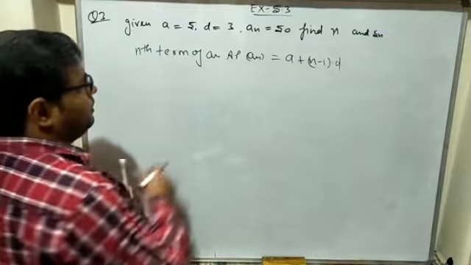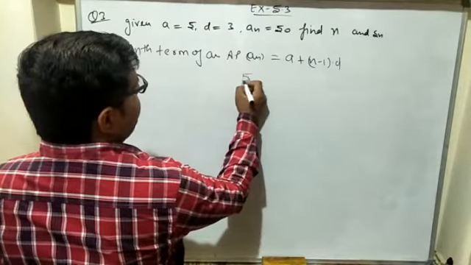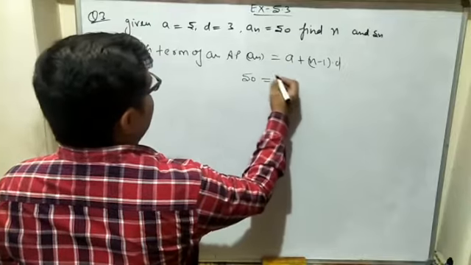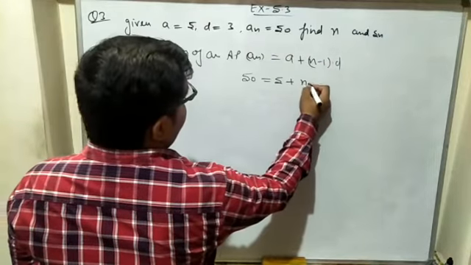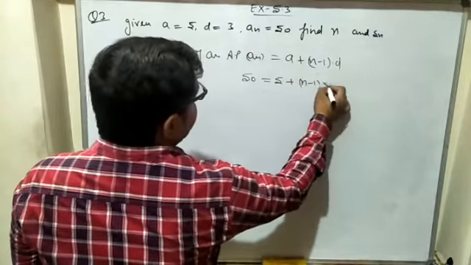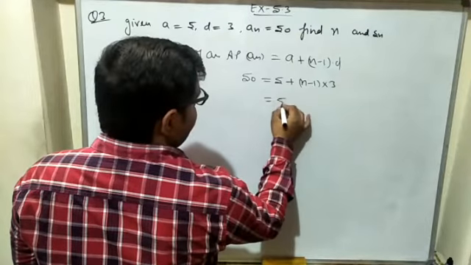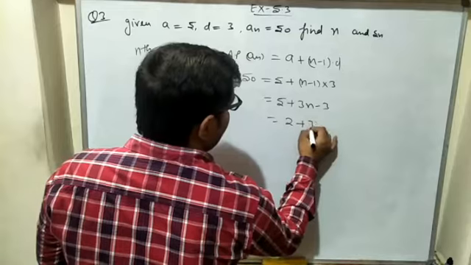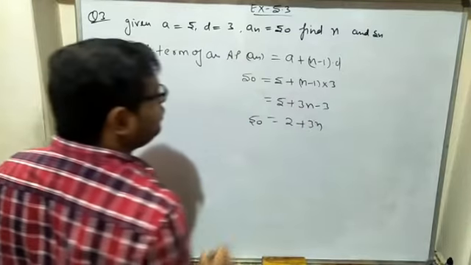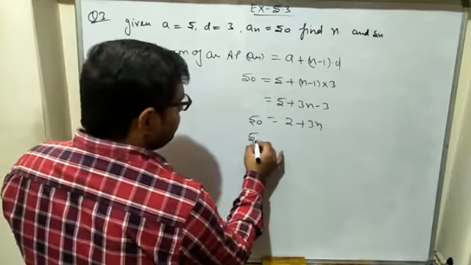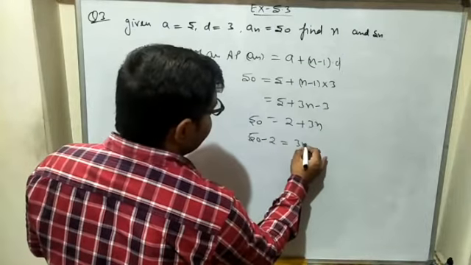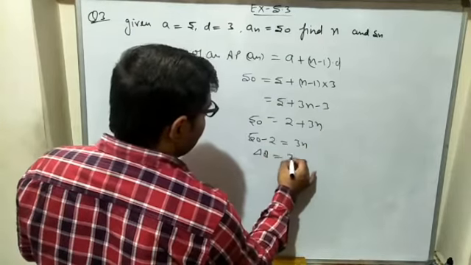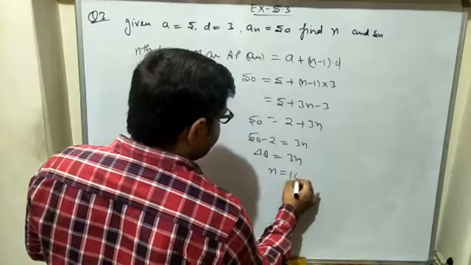So we can put the value of an: 50 equal to the value of a, which is 5, plus (n minus 1), we don't know the n, into 3. So further it will be 5 plus 3n minus 3. So further it will be 2 plus 3n, that will be equal to 50. So 50 minus 2 equal to 3n, we get 48 equal to 3n. So n equal to 16.